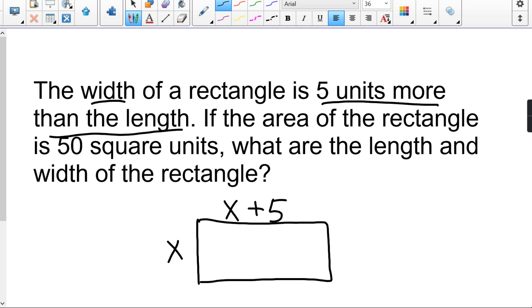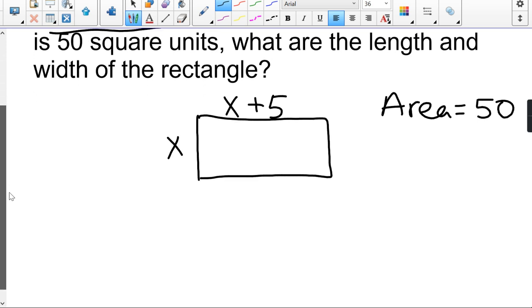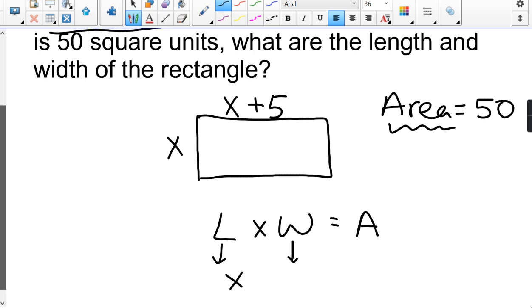Okay, so we have the length and the width, and now we know that the area is 50 square units. So it says, what are the length and width of the rectangle? Well, some of you might be able to do it in your head, but really what's important to me is you're able to write the equation that we would use to solve for x. So we're thinking about the formula for area, and that would be length multiplied by width equals area. So length in this case was x, width was x plus 5, so we'll do x times x plus 5, and the area we were given is 50.